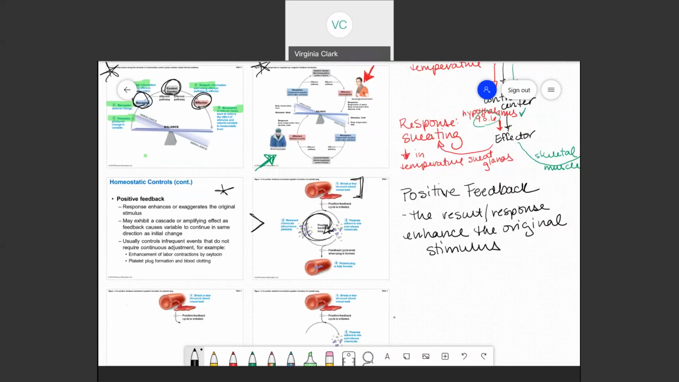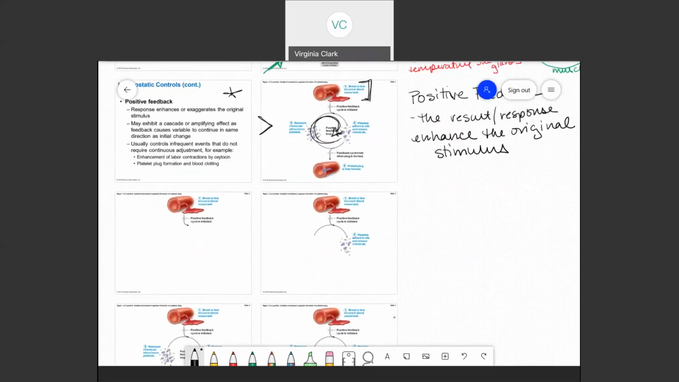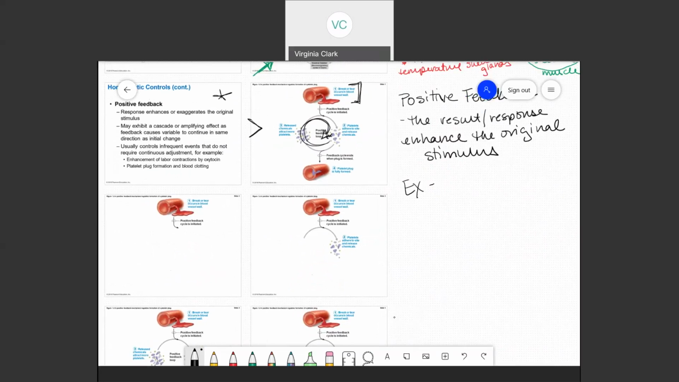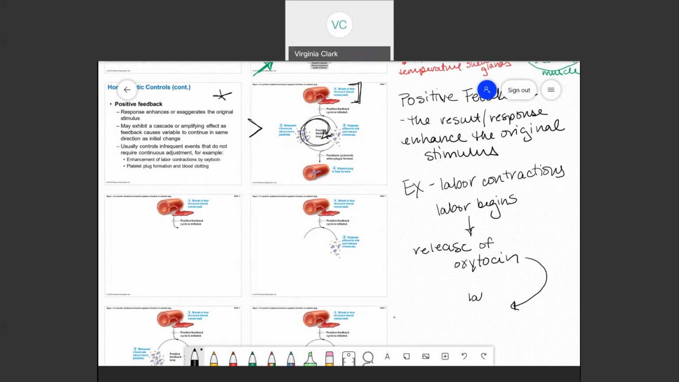So a great example that I like to do is not so much the clotting, but the example I like to do for positive feedback is going to be labor contractions. So with labor contractions, what is actually occurring is when labor begins, so when it is time for a baby to be born, labor will cause the release of a hormone. And that hormone is going to be oxytocin. Oxytocin will cause labor contractions. It will cause more muscle to contract.